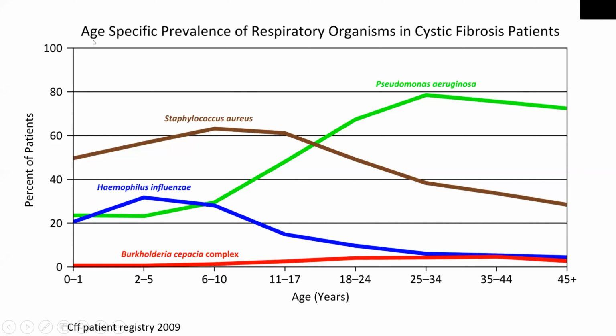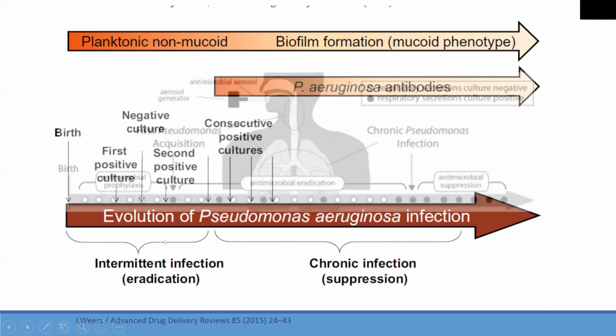Regarding the infection, age-specific infections are usually present. So early in life in smaller children, there is an increased incidence of Staphylococcus and Haemophilus influenzae. Later on in life, Pseudomonas becomes the predominant organism in adolescence or in adulthood. And this is the timeline of evolution of Pseudomonas infection.